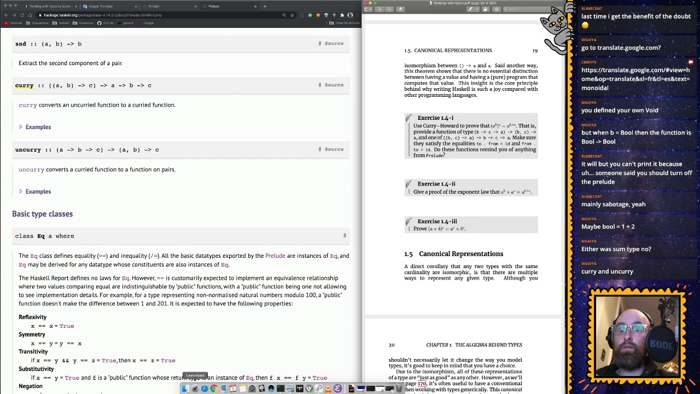Hold on. I don't think I ended up doing these exercises. Give proof of the exponent law that a to the power of b times a to the power of c equals a. Oh, okay. So that's kind of just doing, what do you call it?